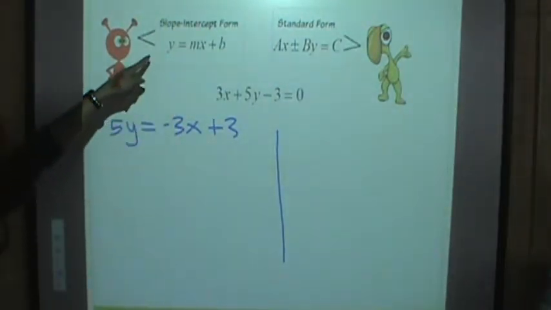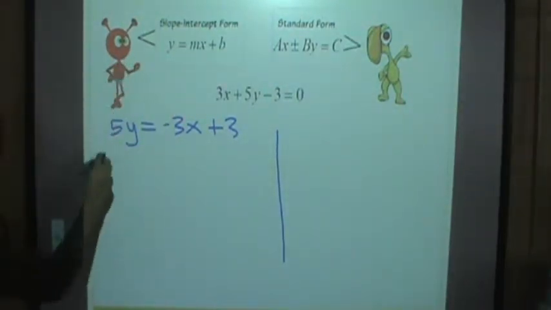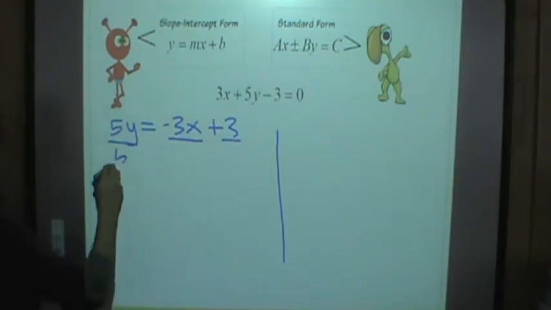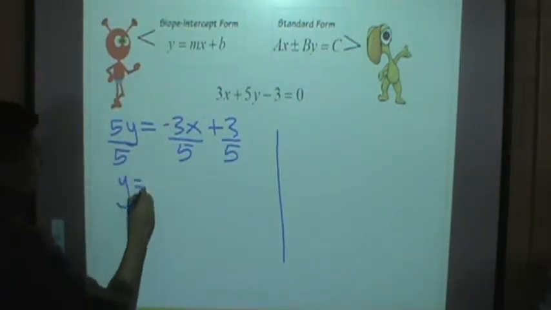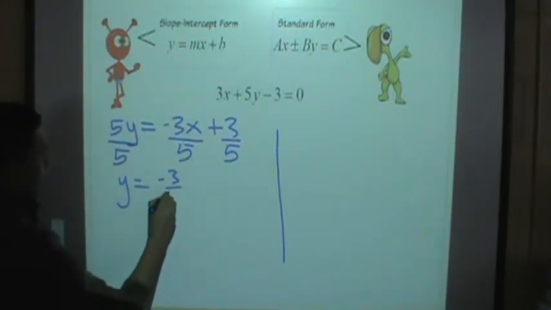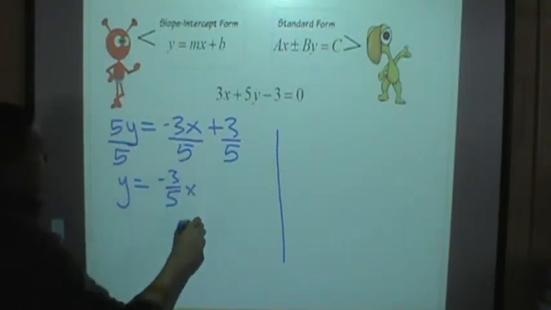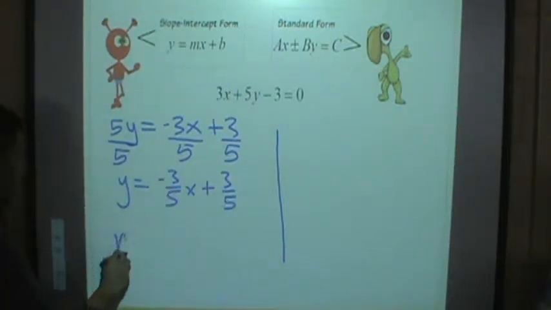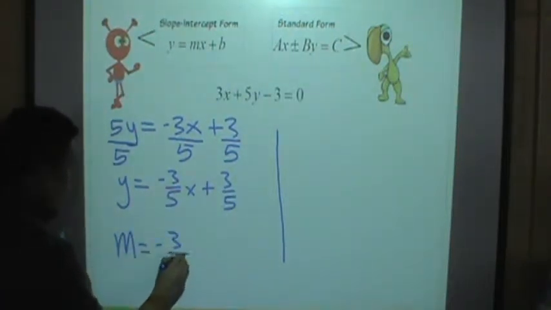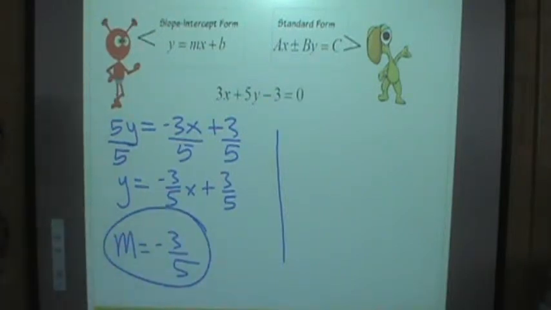Again, you want to have y alone. So that means we have to divide everything by 5. Okay, here we go. Negative 3 over 5x plus 3 over 5. Now again, your slope is negative 3 over 5. Easy, huh?